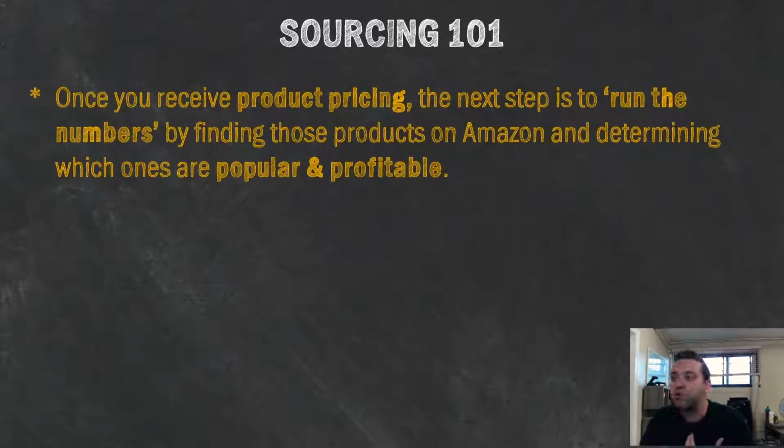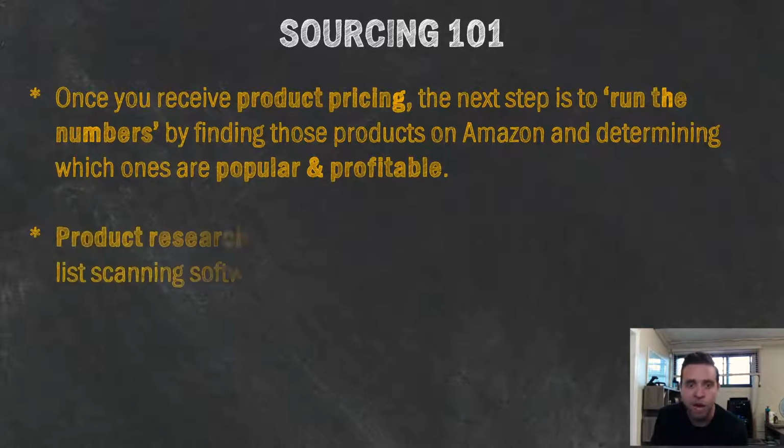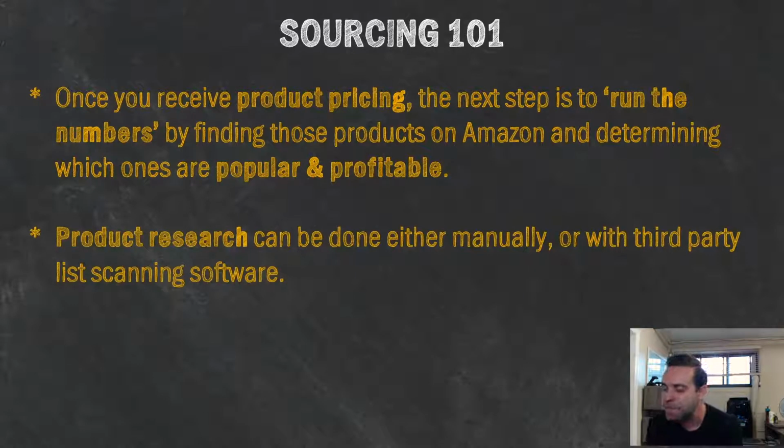Sourcing 101. So first thing is first, once you receive product pricing from a supplier, the next step is going to be to run the numbers by finding those products on Amazon and determining which ones are popular and profitable. Now, product research can be done either manually, or you can do product research with the help of third-party list scanning software.